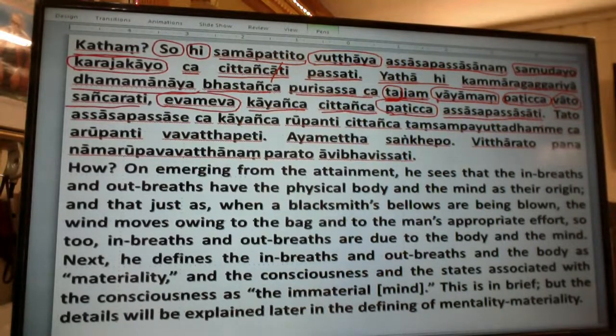Okay, so the door from that asasapasasa. Asasapasasa, in-breath and out-breath also, kaya and chitta, or the physical body also. These two kinds. Here asasapasasa is the in-out moving, and the physical body is rupa.